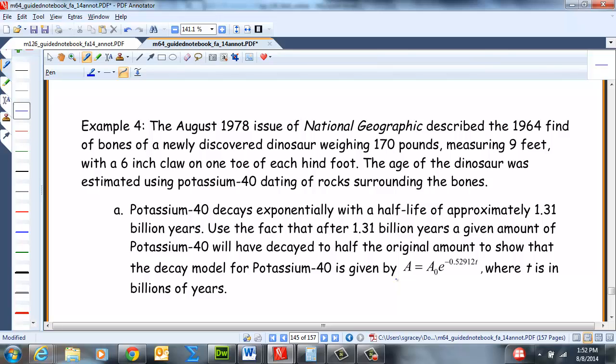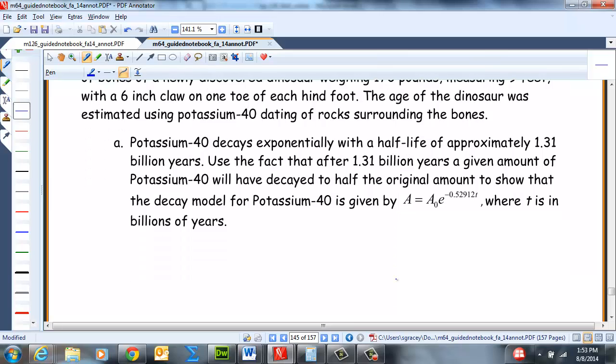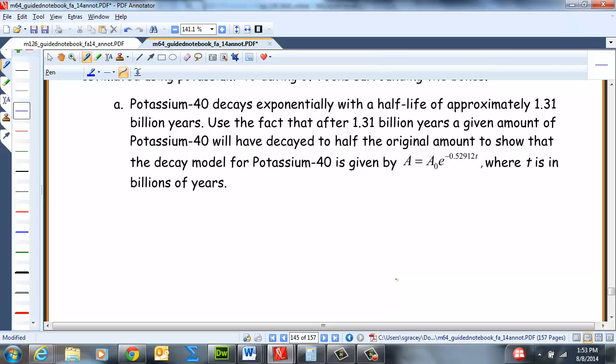The August 1978 issue of National Geographic described the 1964 find of bones of a newly discovered dinosaur weighing 170 pounds, measuring 9 feet with a 6-inch claw on one toe of each hind foot. The age of the dinosaur was estimated using potassium-40 dating of rocks surrounding the bones. So it turns out that potassium-40 decays exponentially with a half-life of approximately 1.31 billion years.